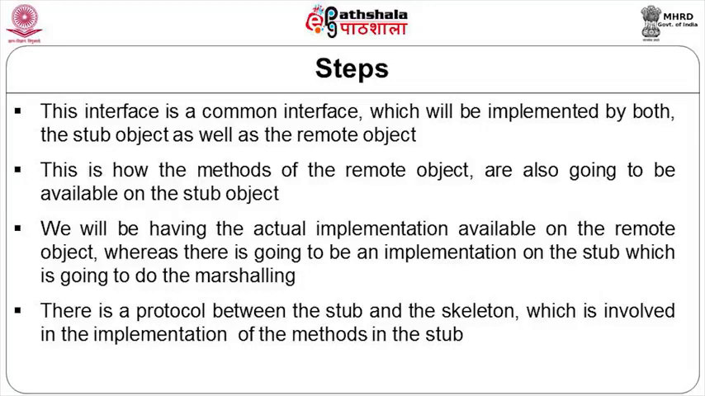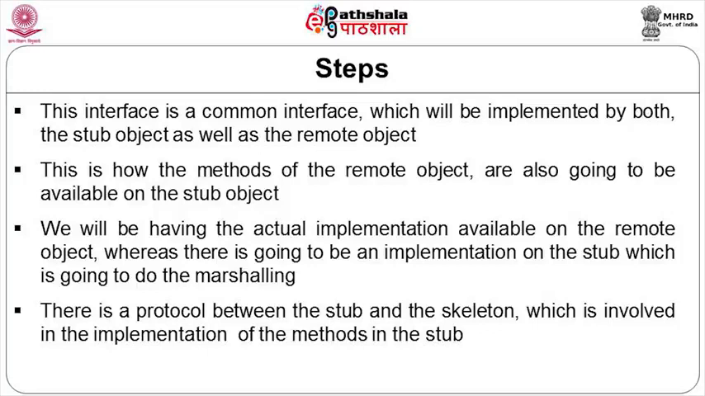Now, we will have the actual implementation available on the remote object, whereas there is going to be an implementation on the stub which is going to do the marshalling. When you invoke a method, it has to do the marshalling of the parameters. There's a protocol between the stub and the skeleton which is taking place here, in order to marshal and unmarshal. It has to identify whether a return value has come or an exception has come. So there is a protocol between the stub and the skeleton which is also involved here.